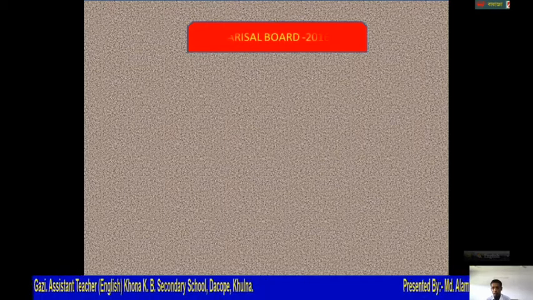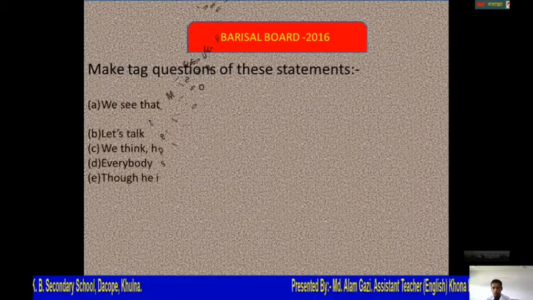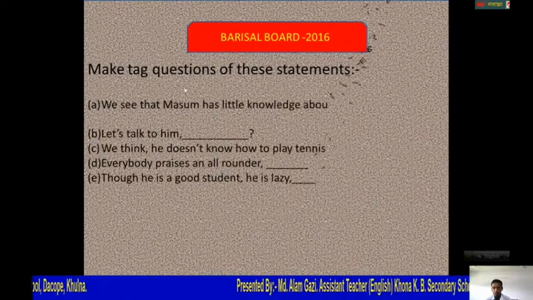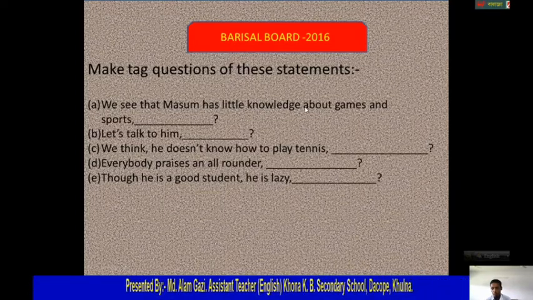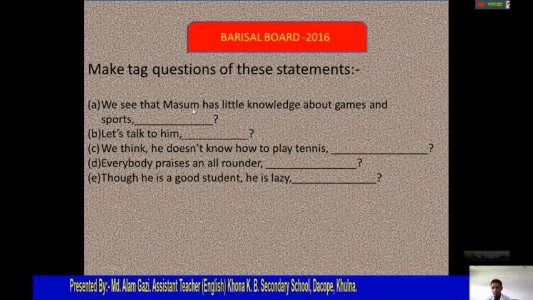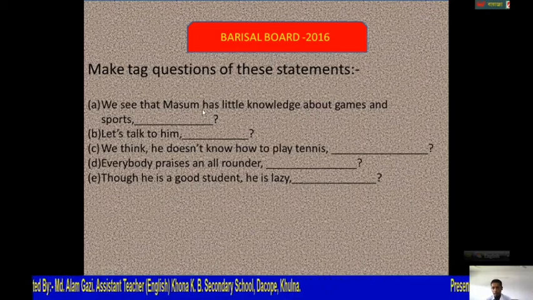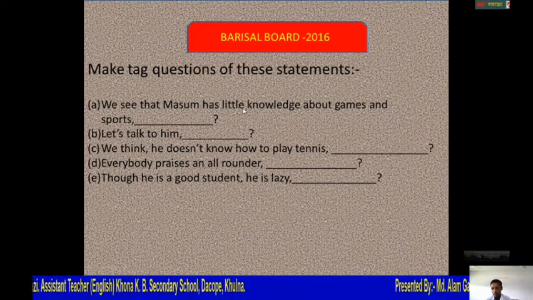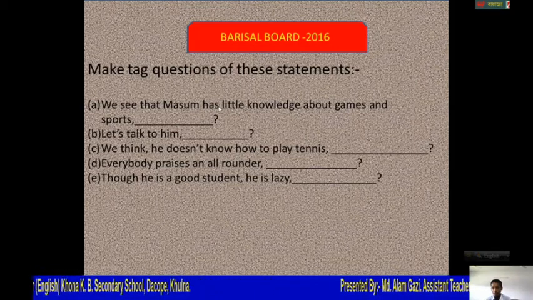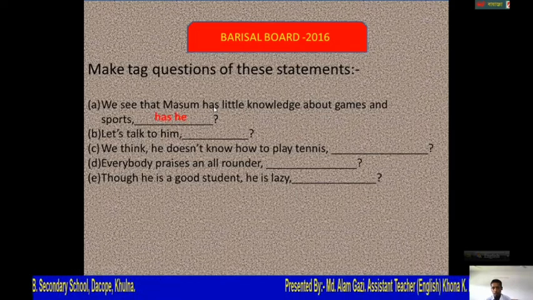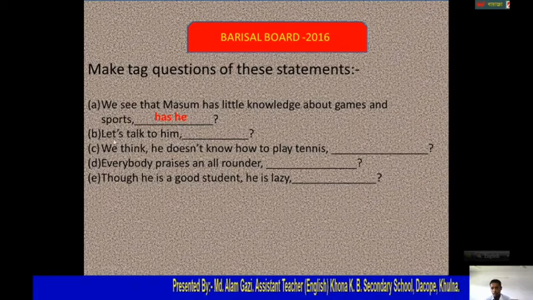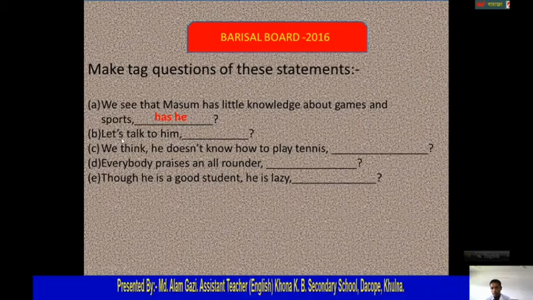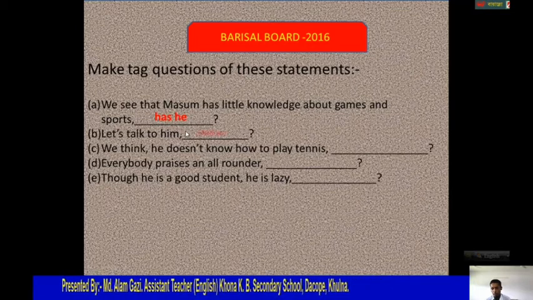Now, we will analyze this. Barishal Board 2016. Make tag questions of these statements. Question A. We see that Masoom has little knowledge about games and sports. In this sentence, we see an auxiliary verb has. Besides, we also see little that expresses negative meaning. So, tag question will be has he. Question B. Let's talk to him. It is an imperative sentence and this sentence starts with let's. So, tag question will be shall we.